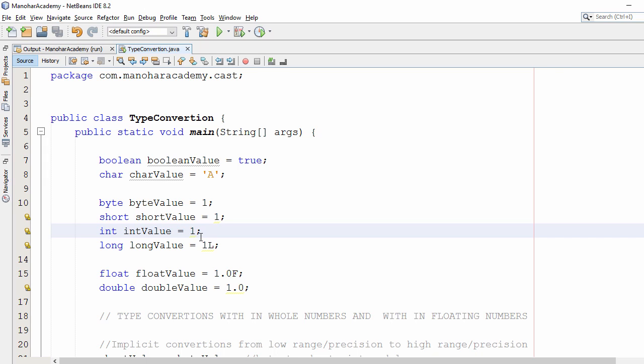Hi, in this lesson we are going to look at type conversion. When we say type conversion, it is converting one data type to another data type. In this one we are going to look at various conversions across all primitive data types. Because we have seen primitive data types in great detail, this lesson is going to be very easy. Without any delay, let's get started.